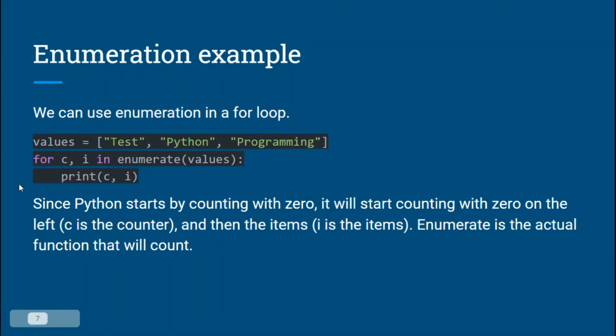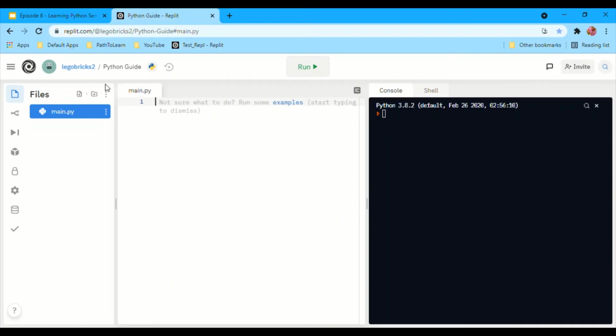So in this for loop, we said for C, I in enumerate values, and that means for counter, items in enumerate, which is the name of the function for enumeration, and then a set of regular parentheses, and then the list that we want to enumerate. Then a colon, and then print C, I, the counter and the items. Now let's take a look at the output of the code that we saw previously in the PowerPoint presentation.